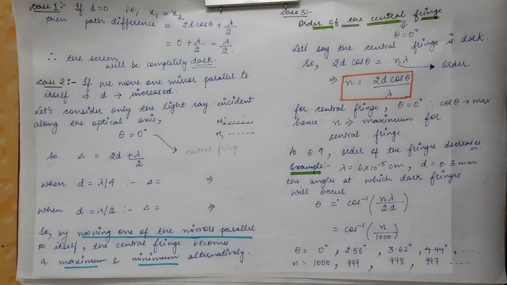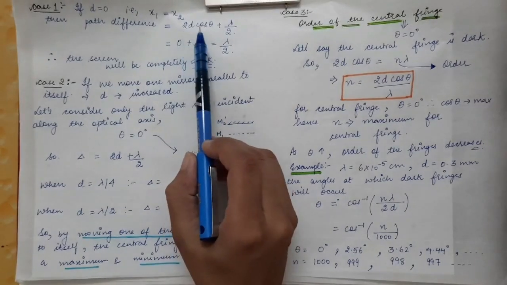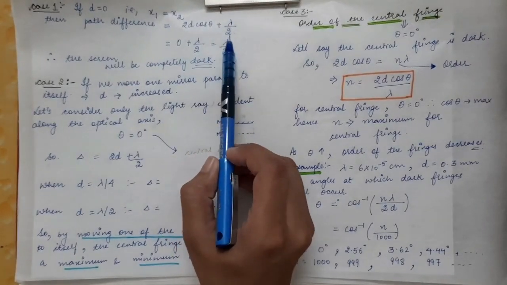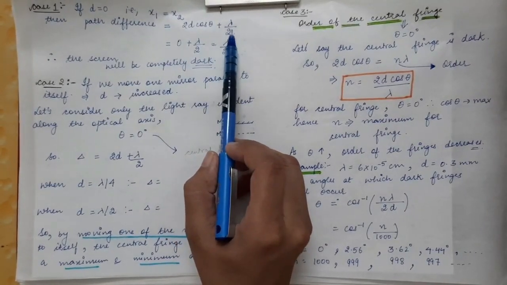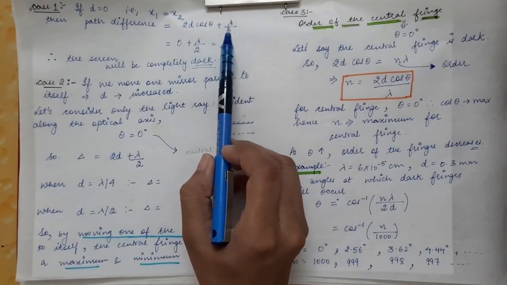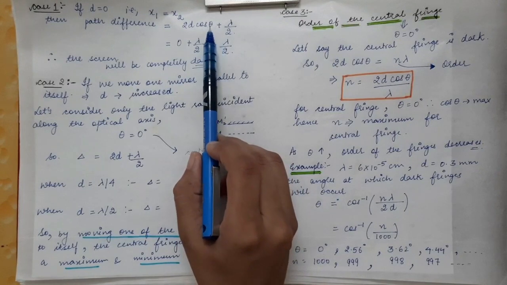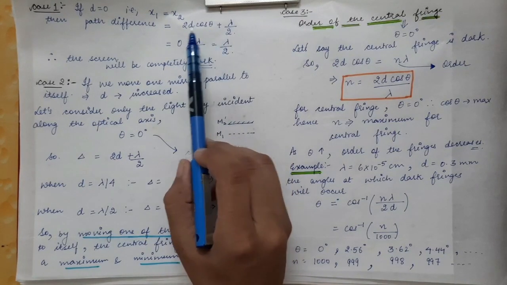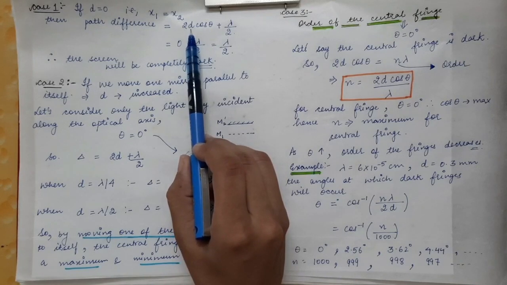In the last lecture, we had done that the path difference between the two interfering rays in case of Michelson interferometer is equal to 2d cos theta plus lambda by 2. So this is the path difference between the two interfering rays in the Michelson interferometer, where theta is the angle of inclination at the mirrors and d is the distance between the two mirrors.